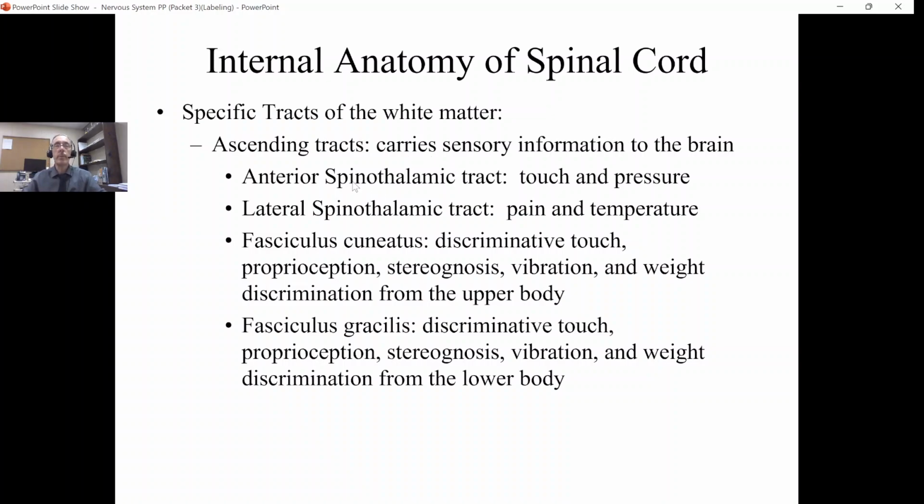And it's going from the spinal cord up to a part of the brain known as the thalamus. So the name tells you the direction of the action potentials, going from the spinal cord up to the thalamus. So it's sensory. Now, the anterior spinothalamic tract carries the sensations of touch and pressure, kind of generalized touch. If something touches you on your body or puts pressure on you, that information would go up to your brain via the anterior spinothalamic tract.